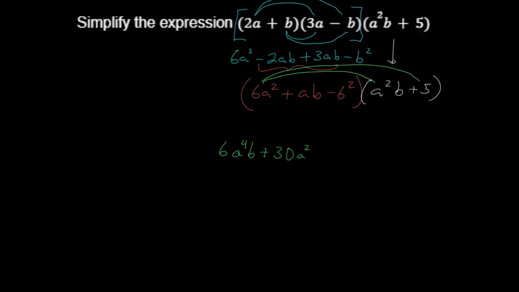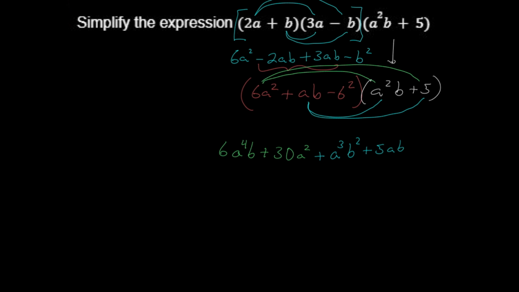Next, we'll distribute the ab through, so ab times a squared b. There's no numbers, so the numbers are both 1. 1 times 1 is 1, so no change with the numbers, but we will change the exponents. A times a squared will give me 3 a's multiplied together, and then b times b will give me b squared. And then we'll distribute ab times that second term in the binomial, times 5, so we'll have 5ab. No changes with the variables because the 5 doesn't have any variables.